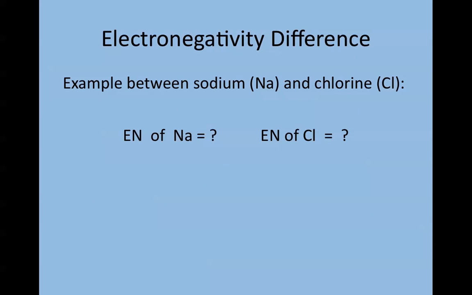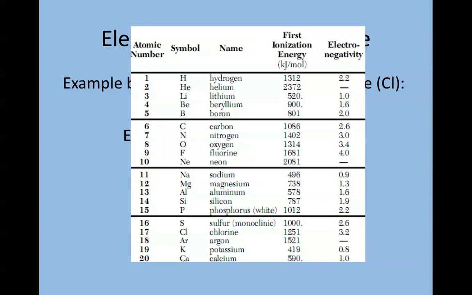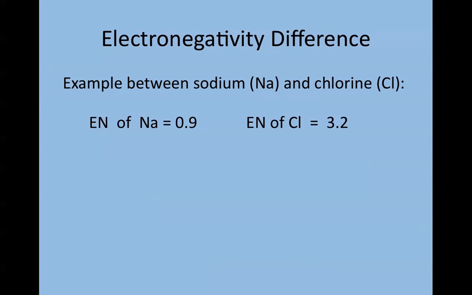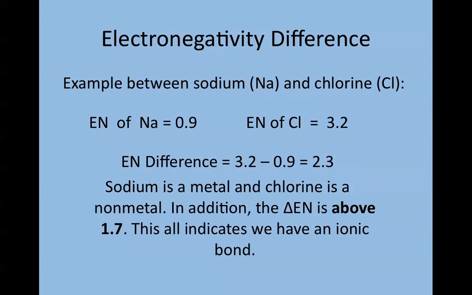Just a quick example, this isn't in your note packet. Here's the example I gave you of sodium and chlorine, with EN being the electronegativity of Na and Cl. You would have to go look in your reference table right behind the periodic table and look up chlorine and sodium. You'll see that sodium has a 0.9 and chlorine has a 3.2. When I subtract them, I get a difference of 2.3. Since that is above 1.7, this indicates that an ionic bond formed between them.